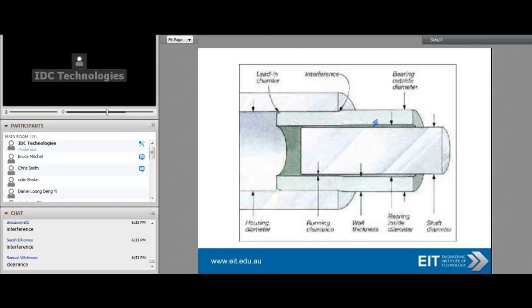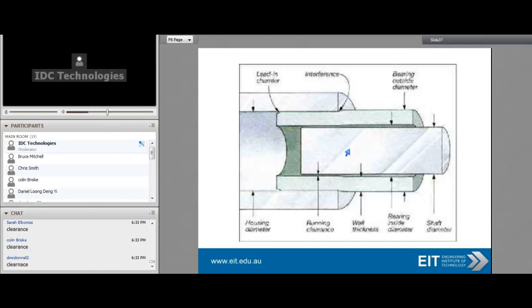Now, ignore the drawing. What type of fit would you think that the shaft is in the bearing bush? Oh, some of you, yeah, you got it already. You got it. Well done, guys. It's a clearance fit.